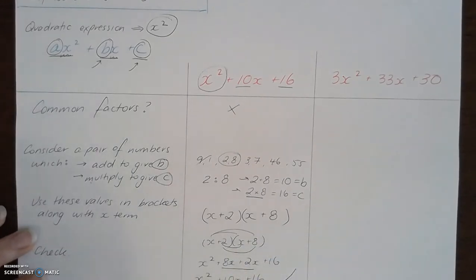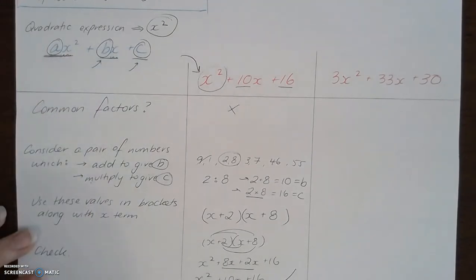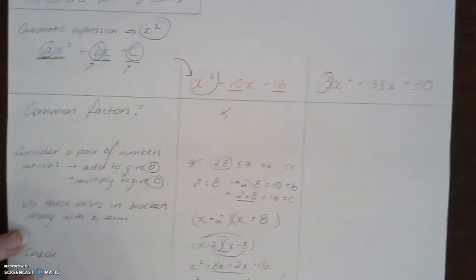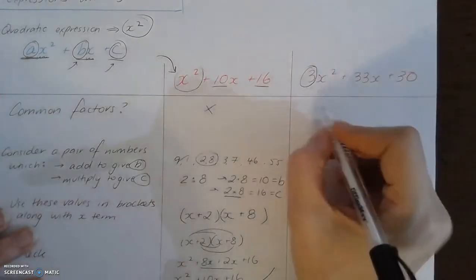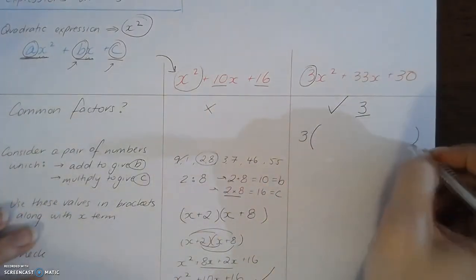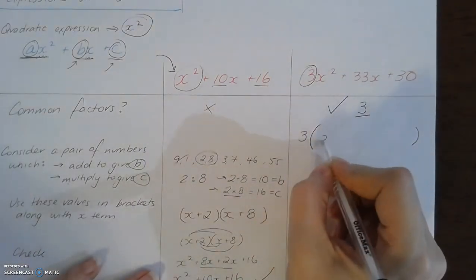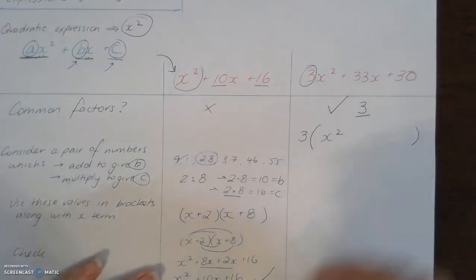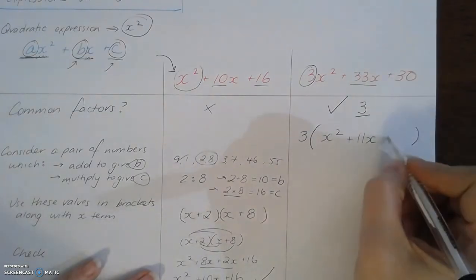Now that's nice and easy only if the value of a is 1, so the value of the number or the coefficient in front of the x squared term is 1. In this particular case, we've got a 3. And so that means we have to start to look, do we have a common factor? And if we look across all of them, we actually do. So let's pull out the 3. Once we pull this 3 out as our factor, 3x squared divided by 3 is just giving us x squared. 33x divided by 3 will give us 11x, and 30 divided by 3 will give us 10.